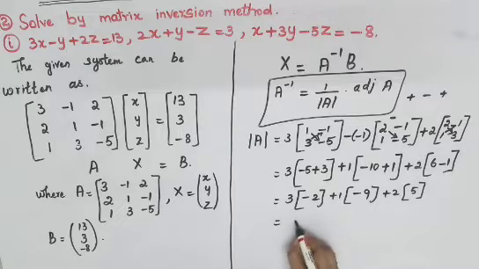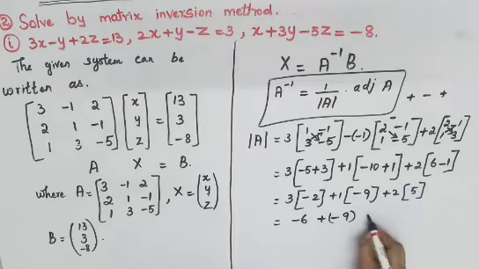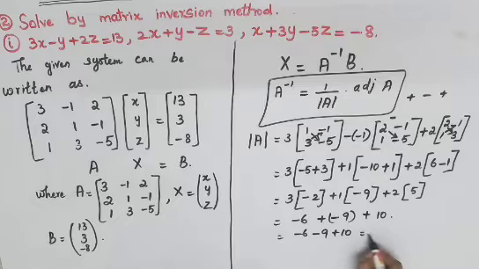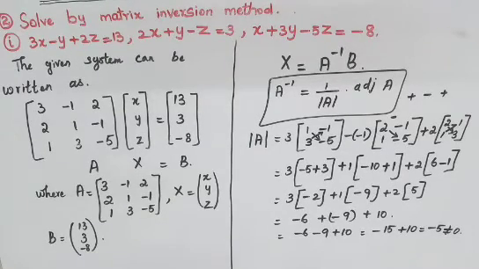So this is 3 times minus 2, which is minus 6, plus 1 into minus 9 is minus 9, plus 5 twos are 10. So minus 6 minus 9 plus 10 is equal to minus 15 plus 10, which is equal to minus 5, which is not equal to 0. Therefore A inverse exists.